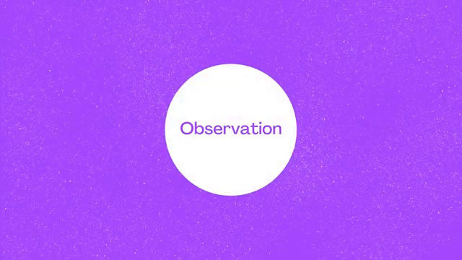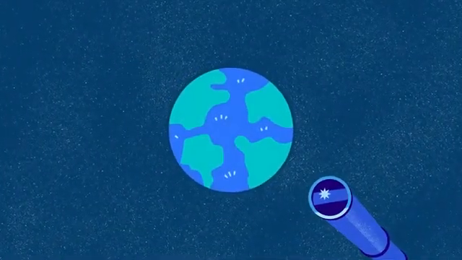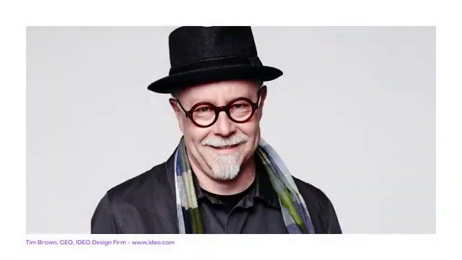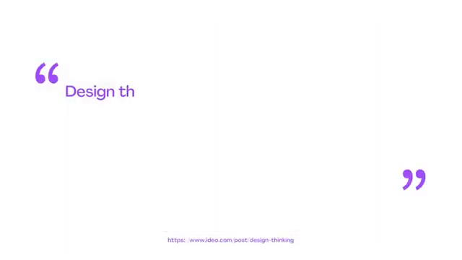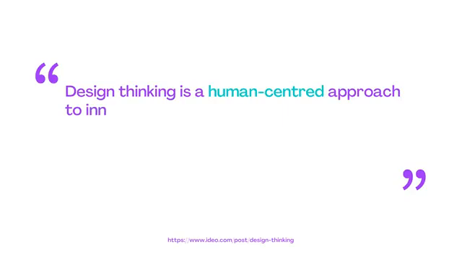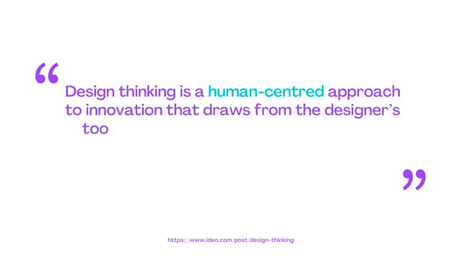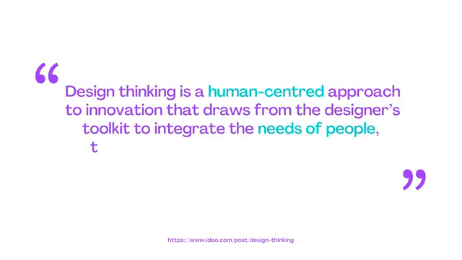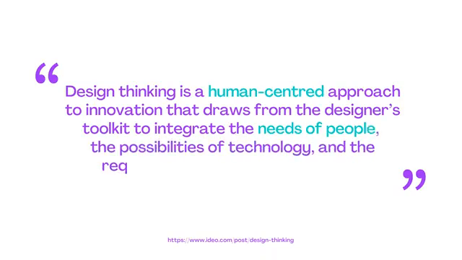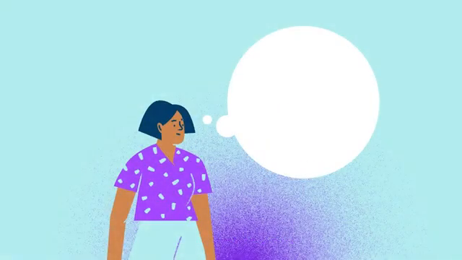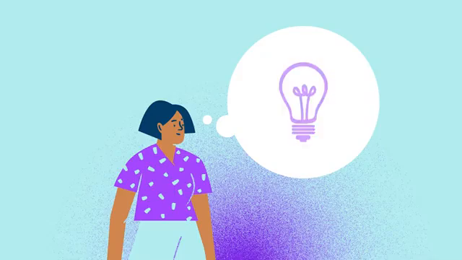At the core of design thinking is observation. It's about taking a step back from the problem and looking at the culture and people surrounding it. Tim Brown, the CEO of design firm IDEO, gives a useful definition of design thinking. He says, "Design thinking is a human-centered approach to innovation that draws from the designer's toolkit to integrate the needs of people, the possibilities of technology, and the requirements for business success." In other words, when we use this process, we're thinking creatively about how our design might meet other people's needs.